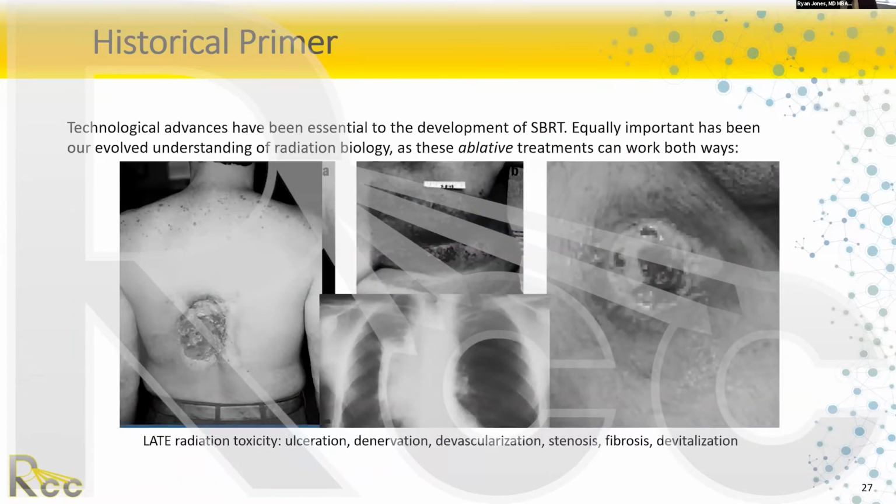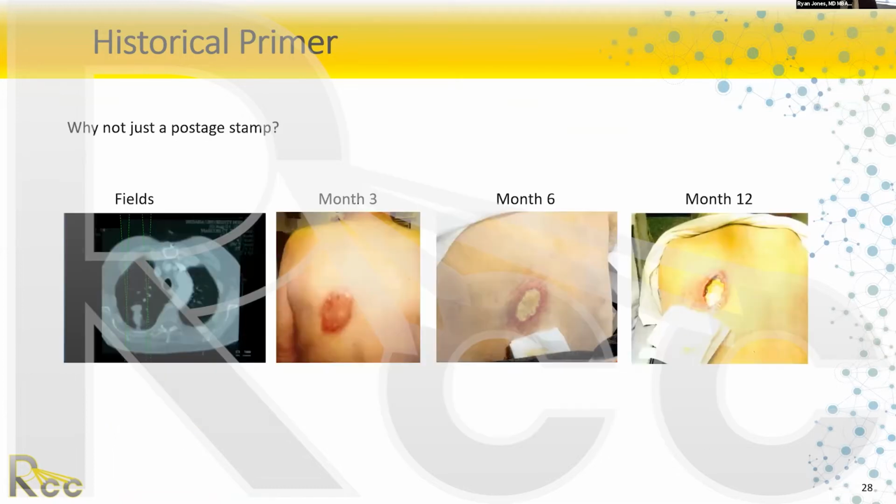These, as I mentioned, have been essential, but equally important has been our improved understanding of radiation biology, because these treatments can work both ways. As has been mentioned, without careful precision or consideration of normal tissue, you can have severe late toxicity, such as ulceration, denervation, fibrosis, fistula formation.